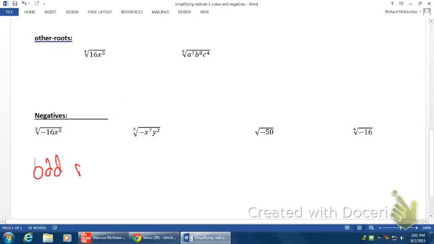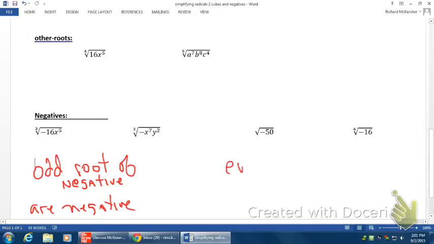Last thing to talk about is just going to be our negatives. And basically it's this. We know that we can do any odd root of a negative. Odd roots of negatives will always give us negative answers. But unfortunately, with even roots of negatives, you can't do computations. Those are not real answers. So we call those imaginary.